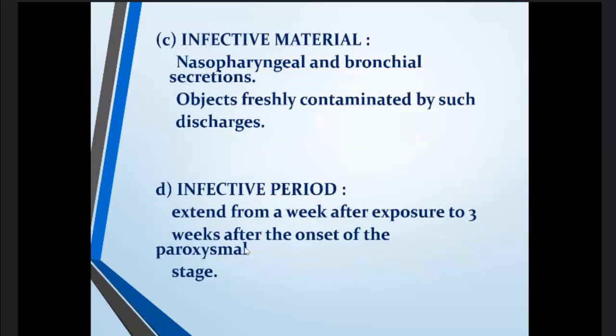Infective material is nasopharyngeal and bronchial secretions. Also, objects freshly contaminated by such secretions can be a source of infection. The infective period is from a week after exposure to 3 weeks after onset of the paroxysmal stage, but the main period of infectivity is the catarrhal stage of the disease, before the main symptoms appear.